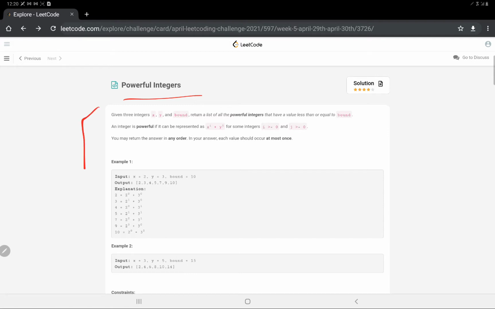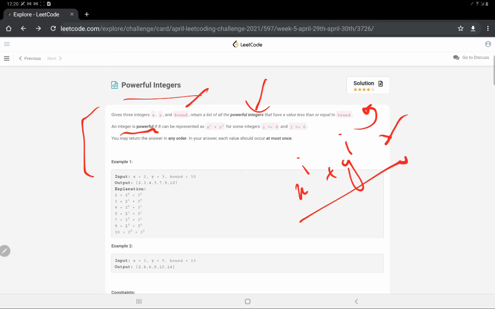Given three integers x, y and bound, we have to return the list of powerful integers that have a value less than or equal to the bound. So that's the statement. Let's see how we have to calculate these integers. An integer is powerful if it can be represented as x to the power of i plus y to the power of j, where i and j are both greater than or equal to 0. And this value should be less than or equal to the bound.